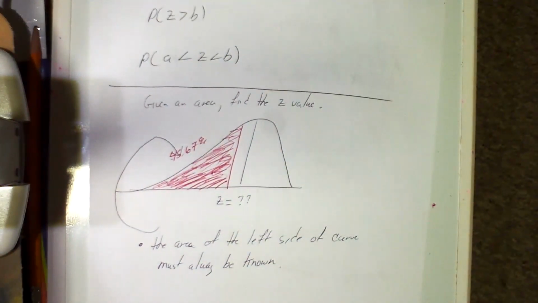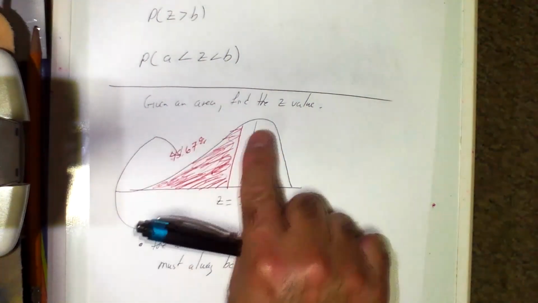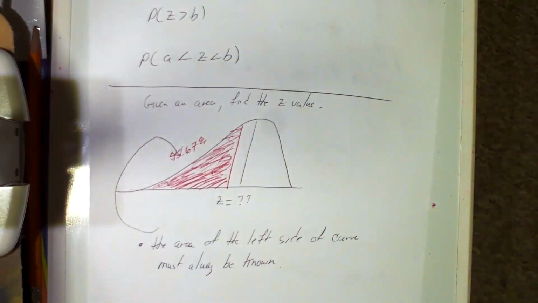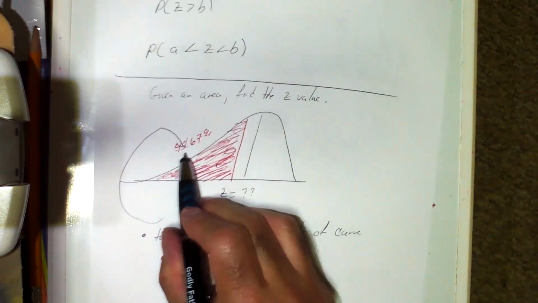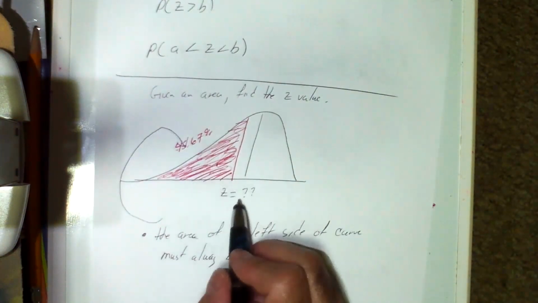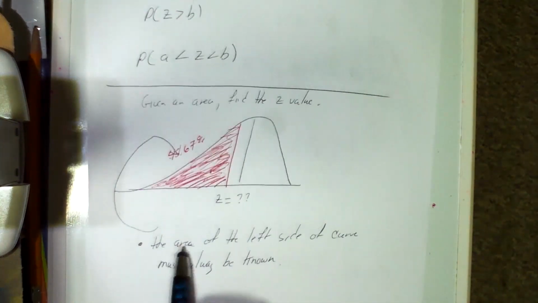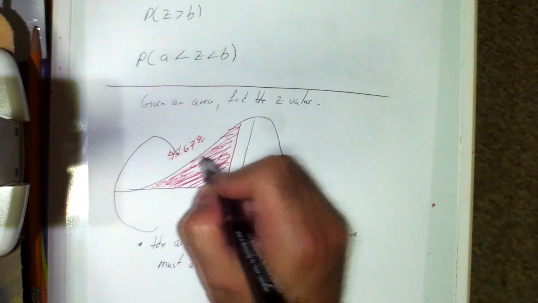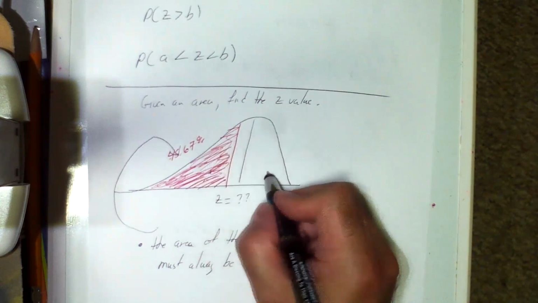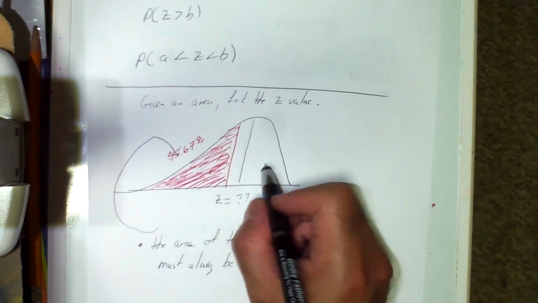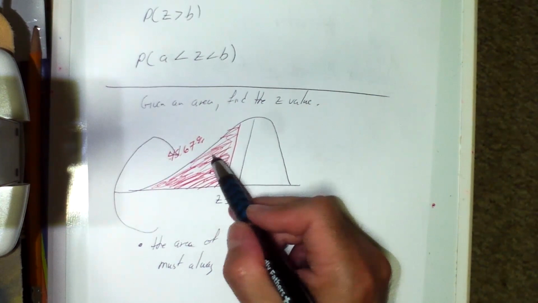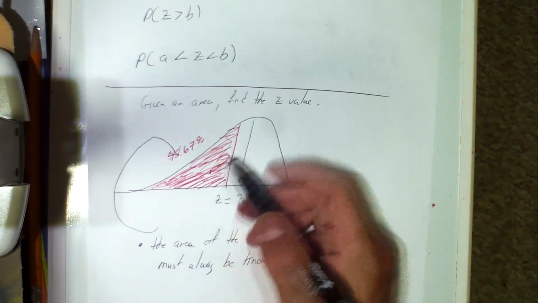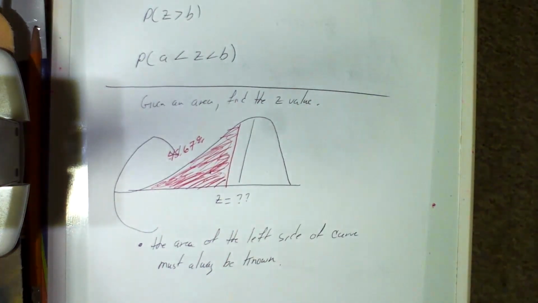There you go. So we're going to be given an area. We're going to find the z-score. We're going to go backwards. So let's say that this is 45.67%. I want to find the z-score where that came from. So the rule is the area of the left side of the curve must always be known. This side, it's got to be shaded all the time, and we got to know that side. If the right side's given, we still need to figure out the left side. Okay? So let's do 13.